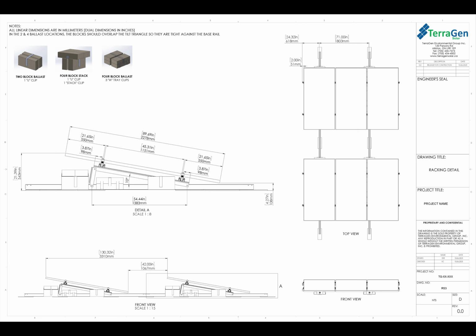Another key dimension on this detail A here is the 550 millimeters or the 21.65 inches. This is the clamping zone for the module. This is specifically outlined in the module installation manual. Using that 550 millimeters allows for the module to be properly installed on the system and stay within the module warranty. The 550 is within the zone that was provided in the installation manual for this module.